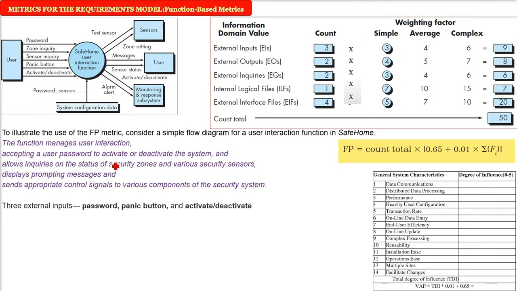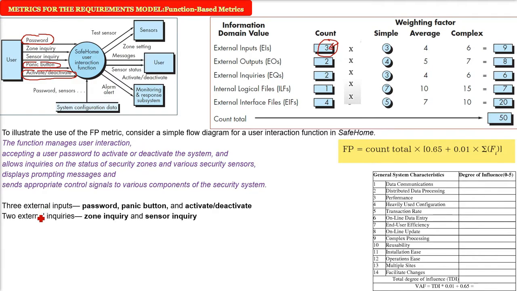But our idea is to compute the function point. So what are the external inputs? We need to find out EIs. What are EIs? External inputs. So what are the inputs? Password is an input. The panic button is an input. And activate and deactivate is an external input. So how many are there? 3. So in front of external inputs, we are going to put count 3. Okay.